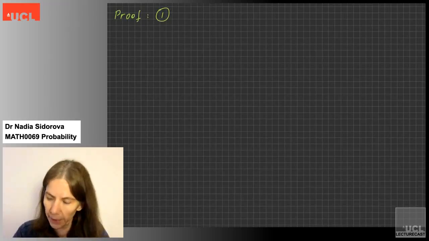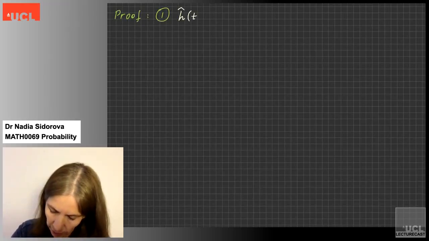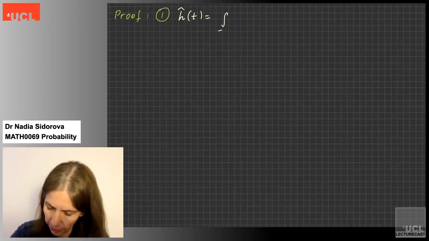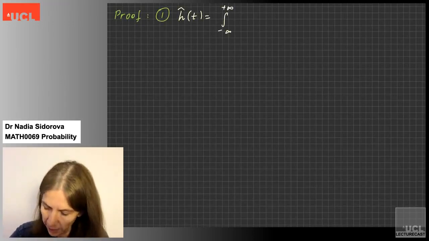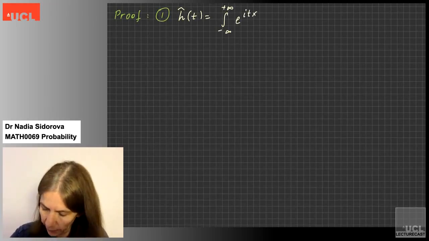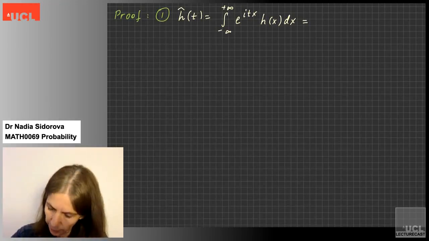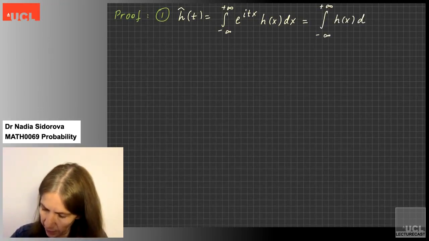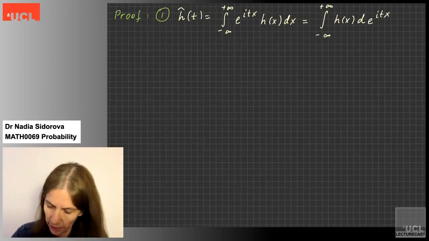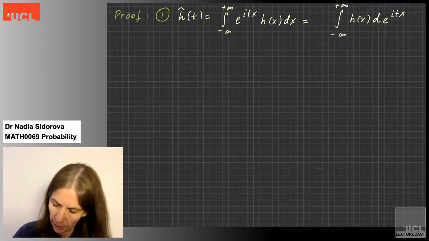All we will need to do here is integration by parts. So let me write down the definition of the Fourier transform. It's the integral from minus infinity to plus infinity of e^{itx} h(x) dx. And I want to integrate by parts, so I will move the exponential function under the differential, which will give me h(x) d(e^{itx}). And to make this formula correct, I have to divide by it.